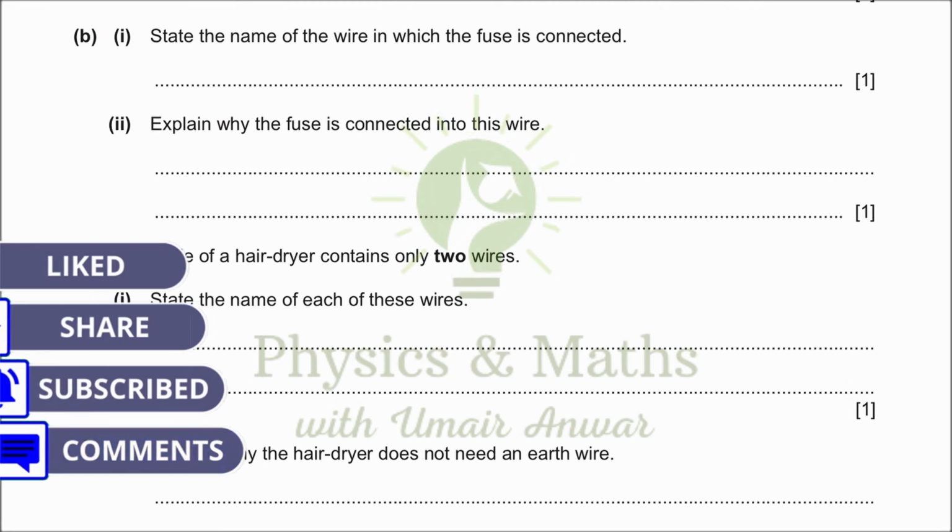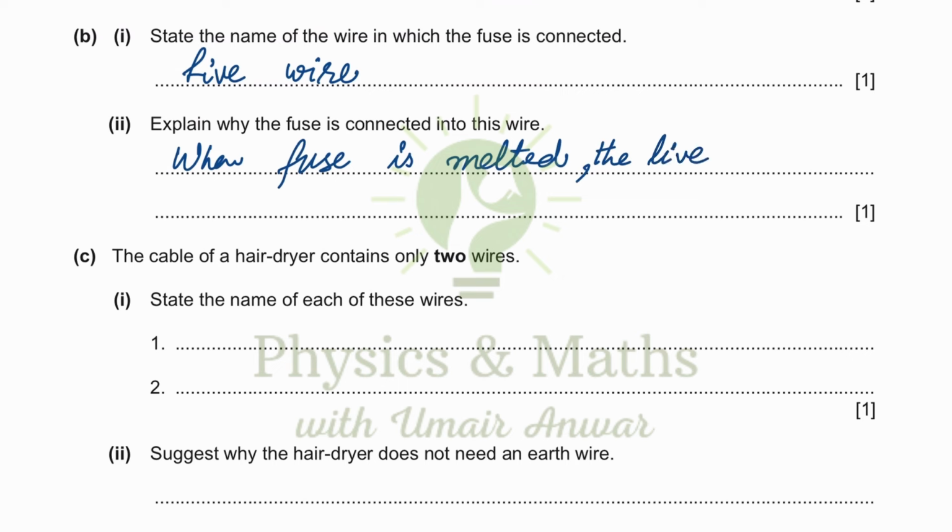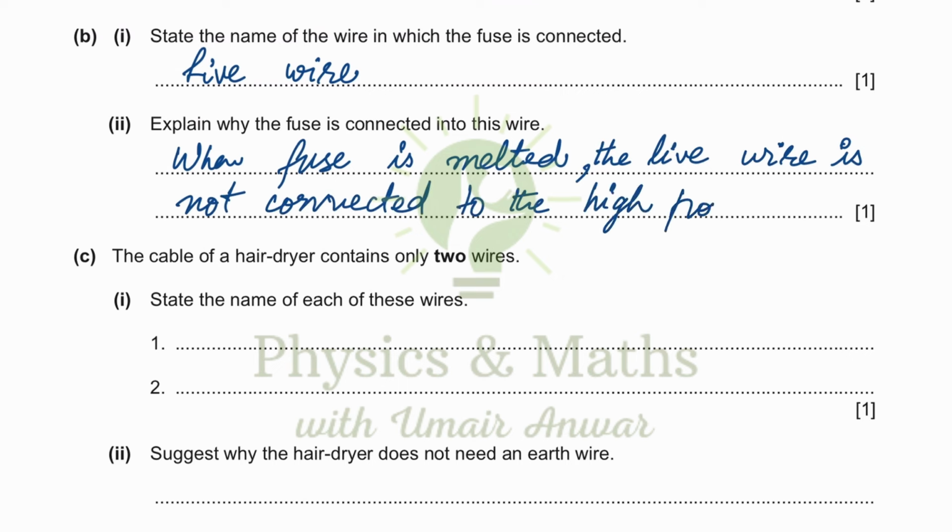State the name of the wire in which the fuse is connected. So it is always connected in the live wire. Explain why the fuse is connected into the live wire. When the fuse is melted, the live wire is not connected to the high potential. So for disconnecting the device from the high potential, we connect the fuse into the live wire.